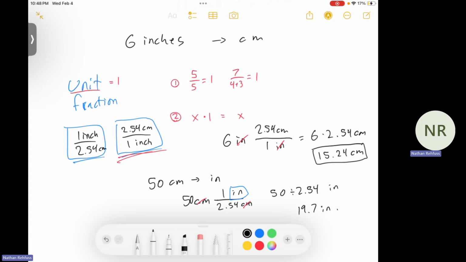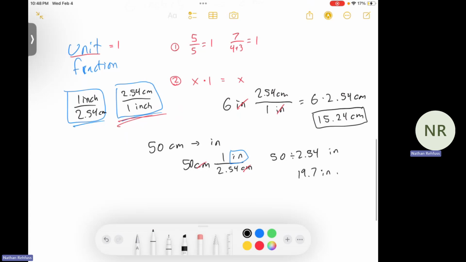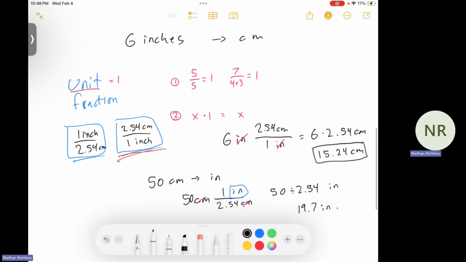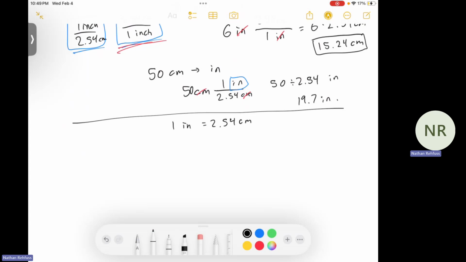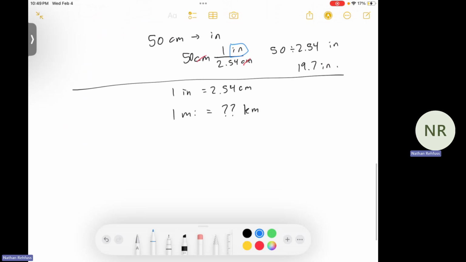Okay, so that's how a unit fraction can help us to tell whether to multiply or divide by the conversion factor. For small problems like this, you might be able to tell the answer on your own. For very large problems, the unit fraction can be very helpful in planning out what to do. So knowing that 1 inch is 2.54 centimeters, I start to wonder, in America, we use miles for long distances. In the metric system, they use kilometers. So 1 mile is how many kilometers? I can use unit fractions to help me find out.